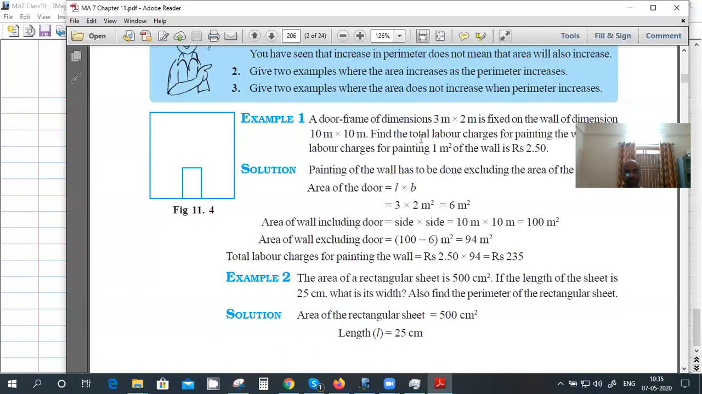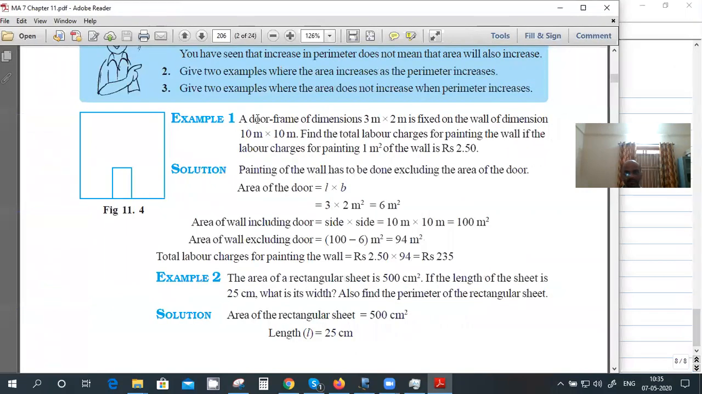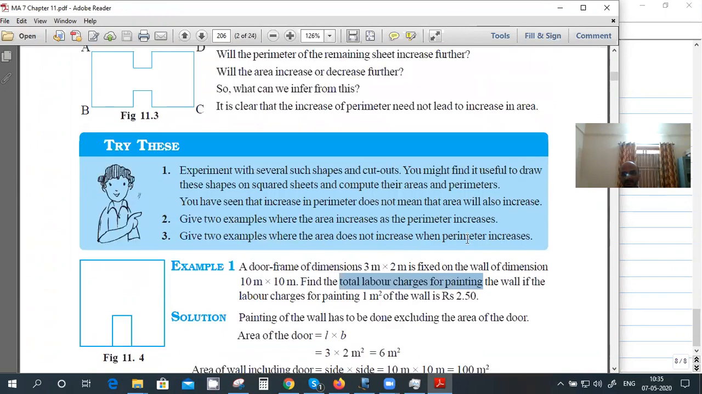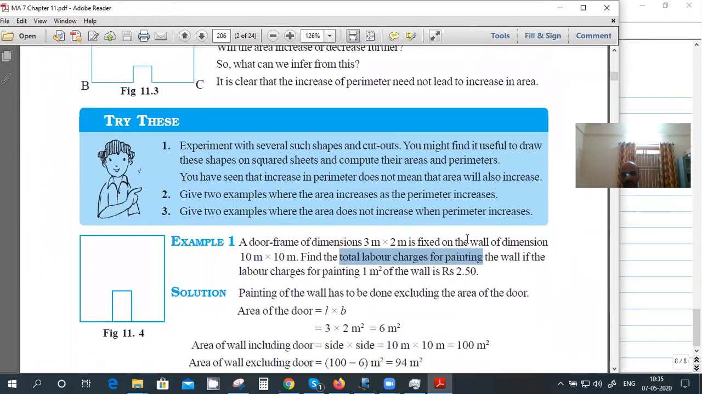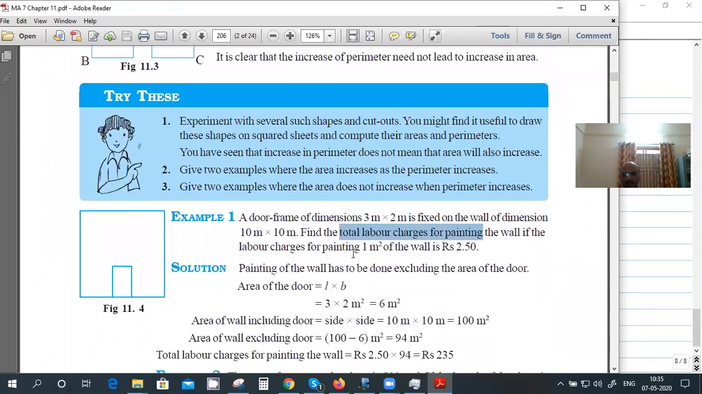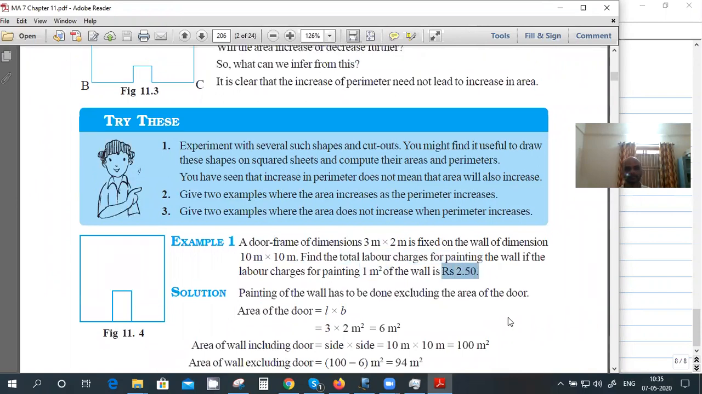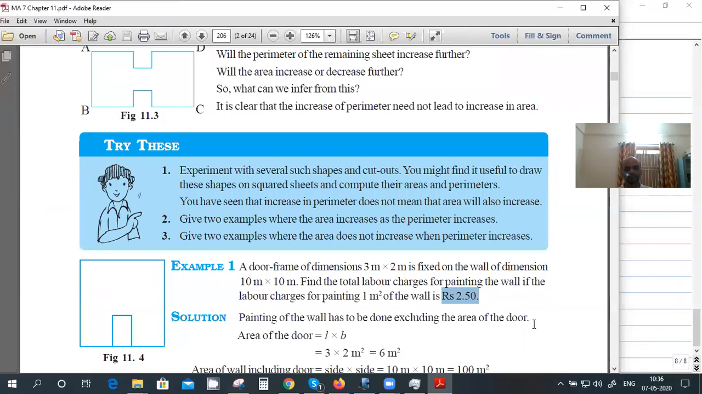So there is an example here. A door frame, dimensions are given, fixed on a wall. Wall dimensions are also given, 10 by 10. Total labor charges for painting the wall, if the labor charge for 1 square meter is 250. You have pen and paper? Just try this example.